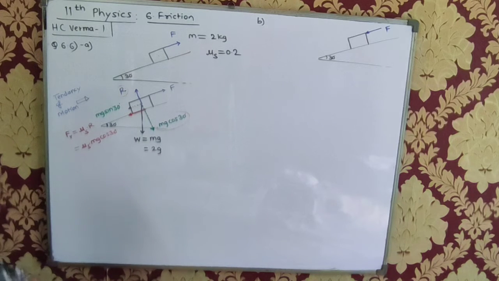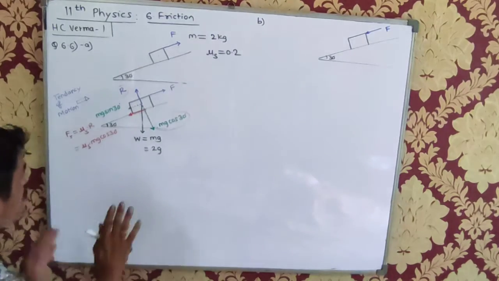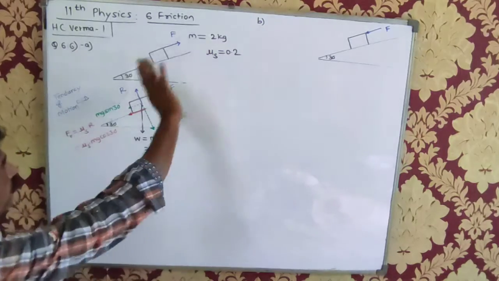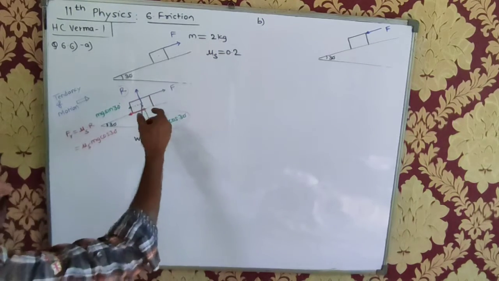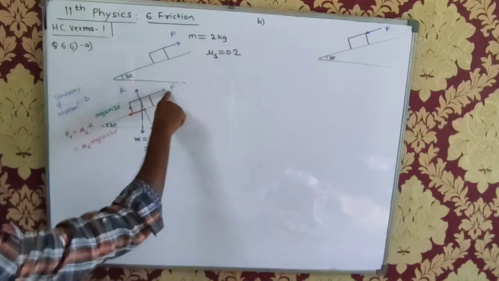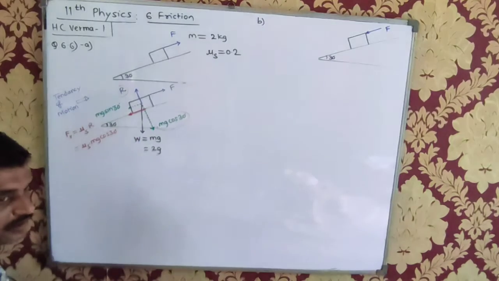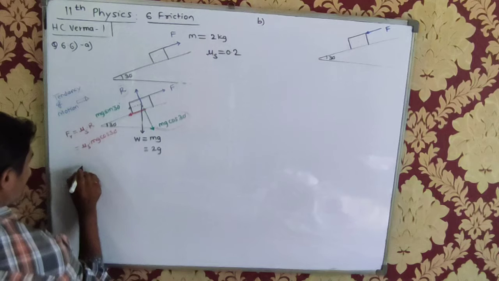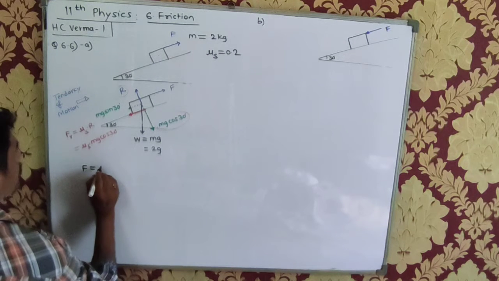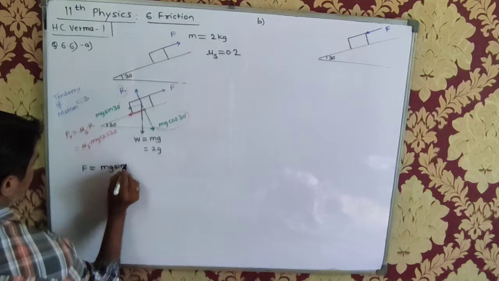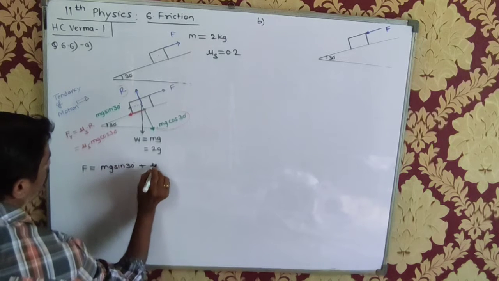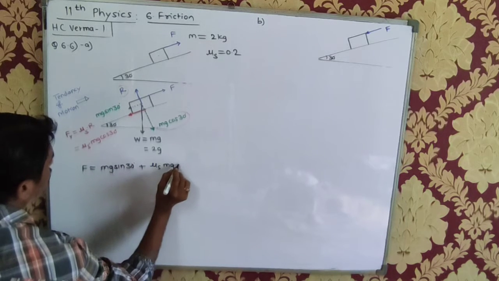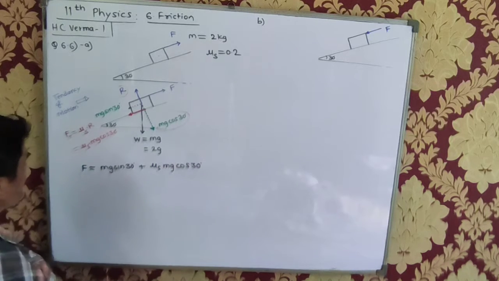So now, in the impending motion, when it is on the verge of moving, when it is just about to move, we don't want to move it, we want to reach that force where it will start moving. In that case, this force will be equal to these two, which are acting in the downward direction, and this force has to overcome these two forces. So F is equal to mg sin 30 plus mu s mg cos 30.